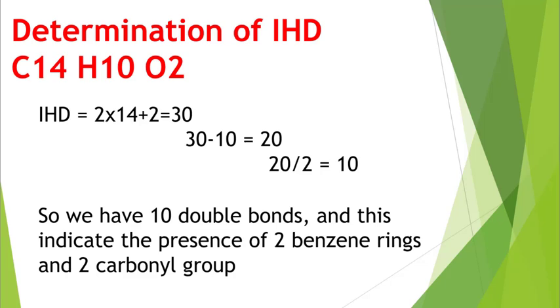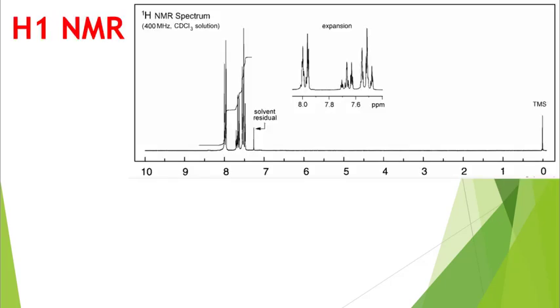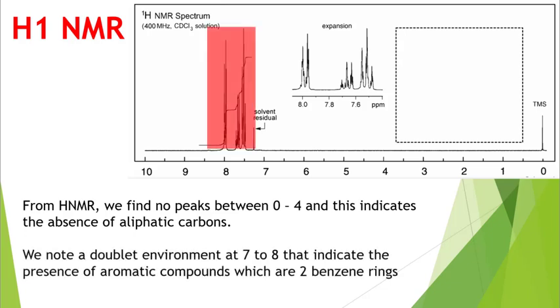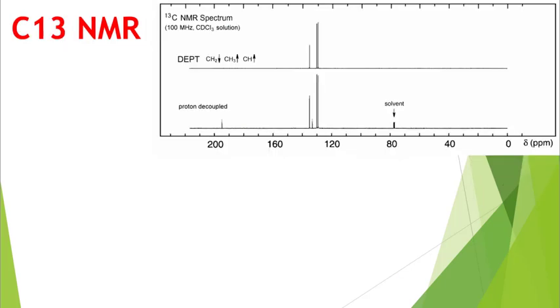Moving to HNMR, we find no peaks between 0 and 4, and this indicates the absence of aliphatic carbons. We note a doublet environment at 7 to 8 that indicates the presence of aromatic compounds, which are 2 benzene rings. Then we go to C13 NMR.